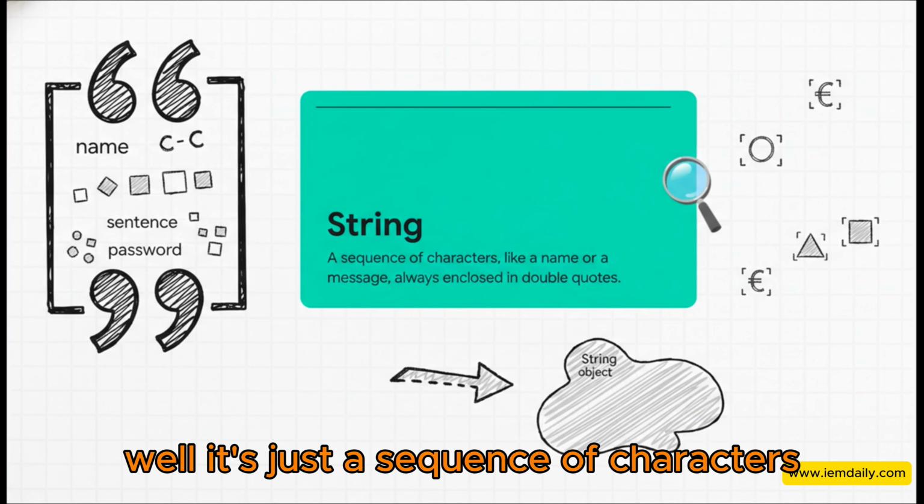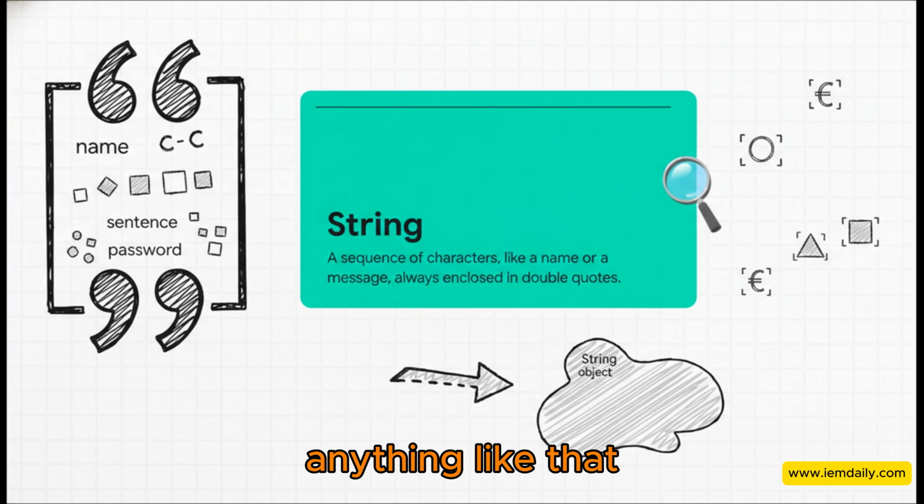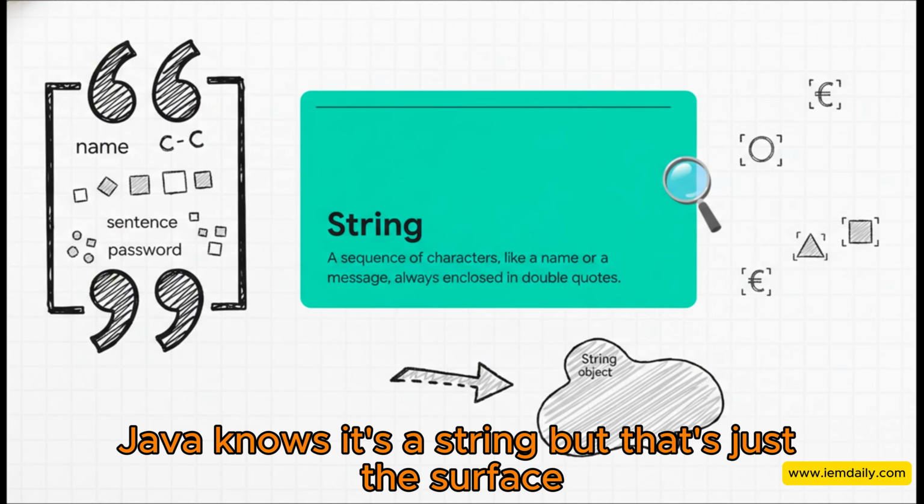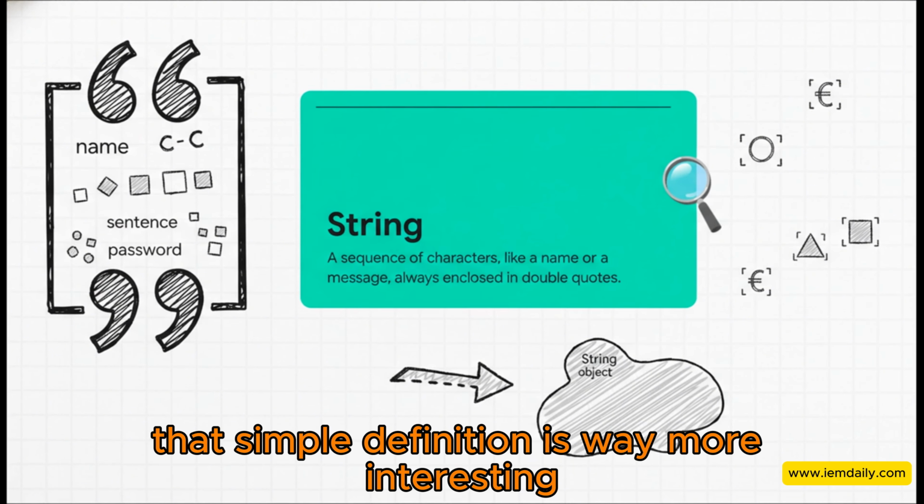So at its very core, what is a string? Well, it's just a sequence of characters. You know, a name, a message, a password, anything like that. You just wrap it in double quotes, and boom, Java knows it's a string. But that's just the surface. What's happening underneath that simple definition is way more interesting.